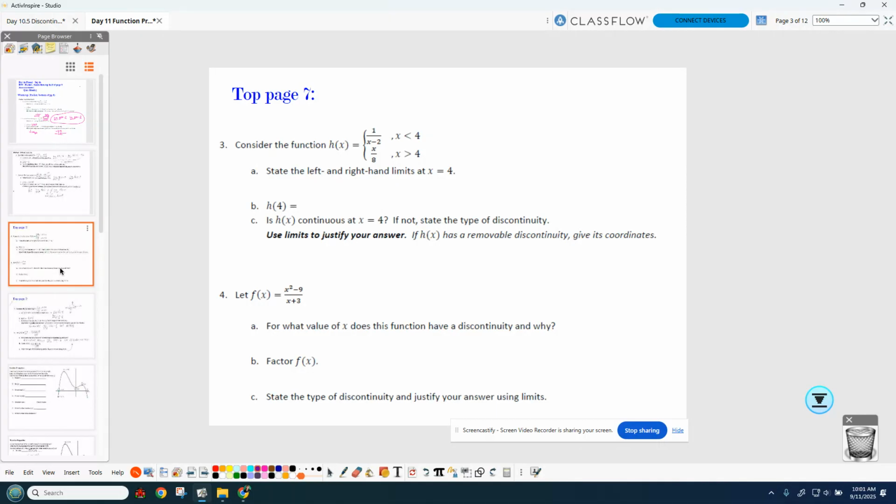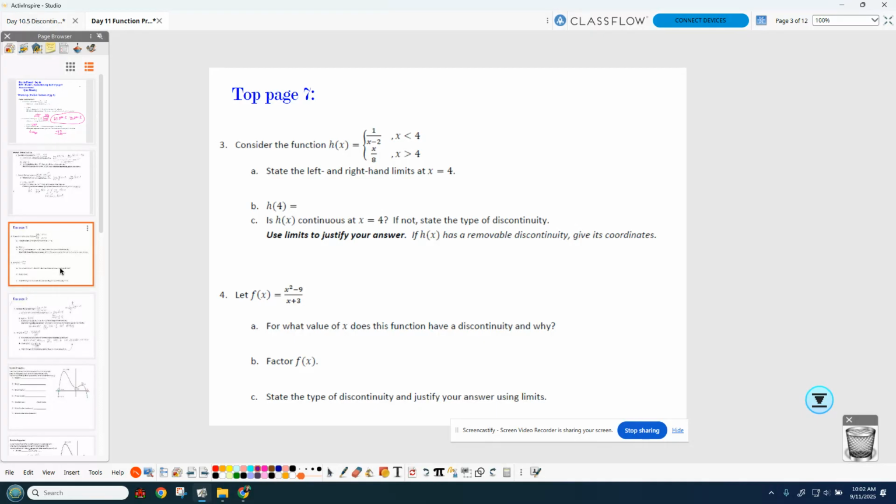Alright, let's take the left and right hand limits of h of x. Approaching 4 from the left and then 4 from the right, and they're both 1/2. Did you get 1/2 for both?